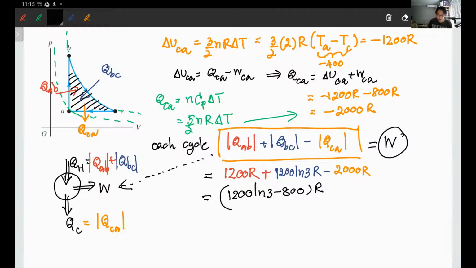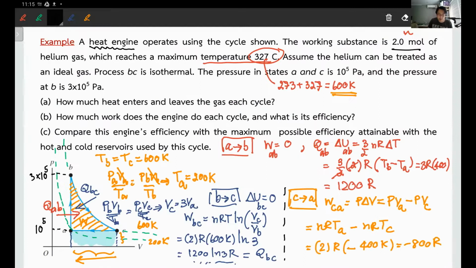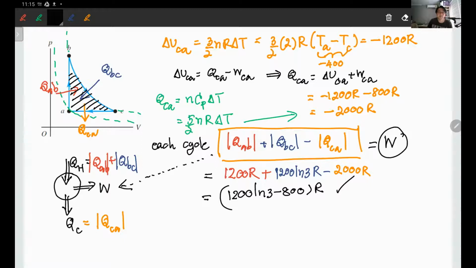All right. Now we can try answering the next questions. How much work does the engine do each cycle? It's right here. Same. So we already answered the first part of part B. Once we know the heat flow in and the heat flow out, the difference will be just the work done. But then what we can add on top is, what is the efficiency, guys? Of course, the efficiency is going to be the work divided by the Q hot. That is the key: the amount of heat flow in from the hot reservoir.